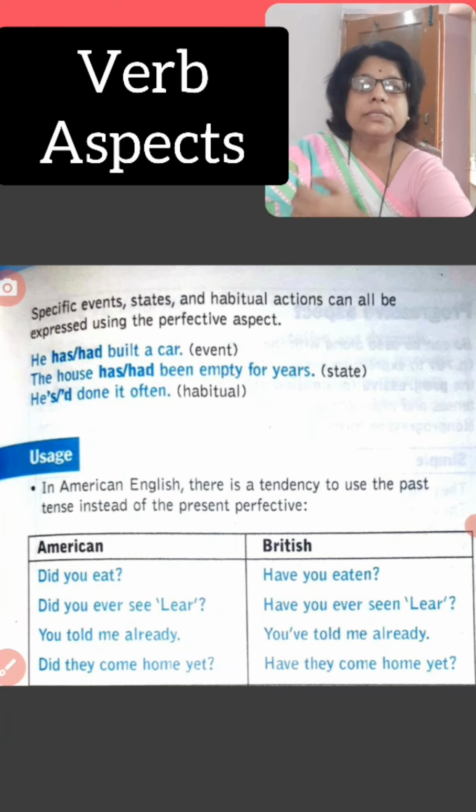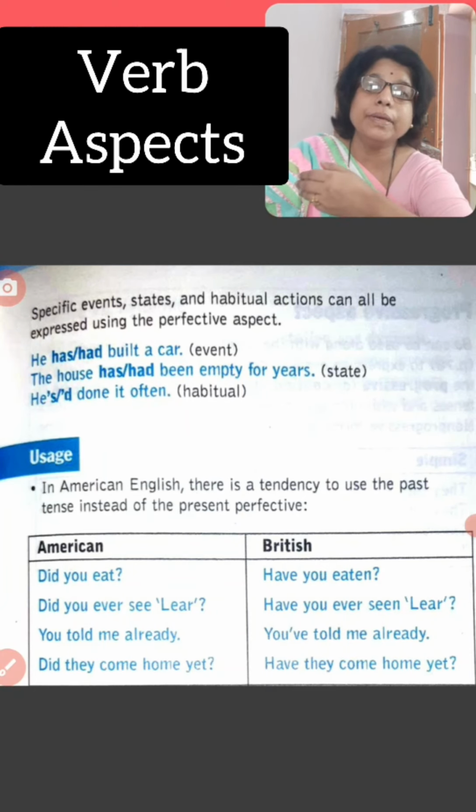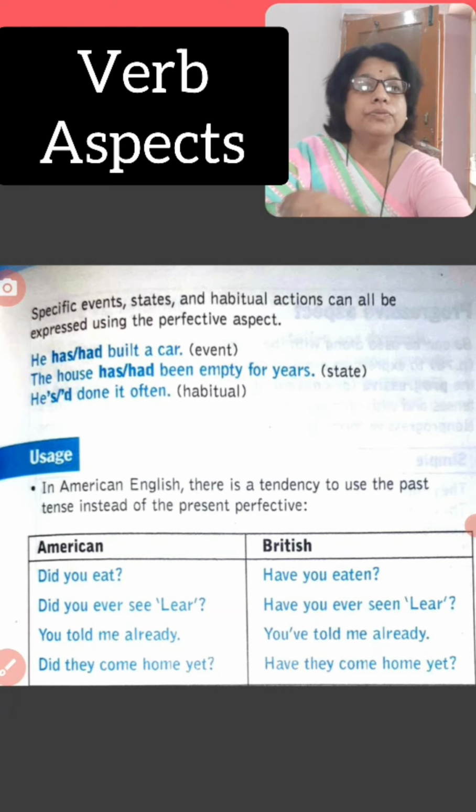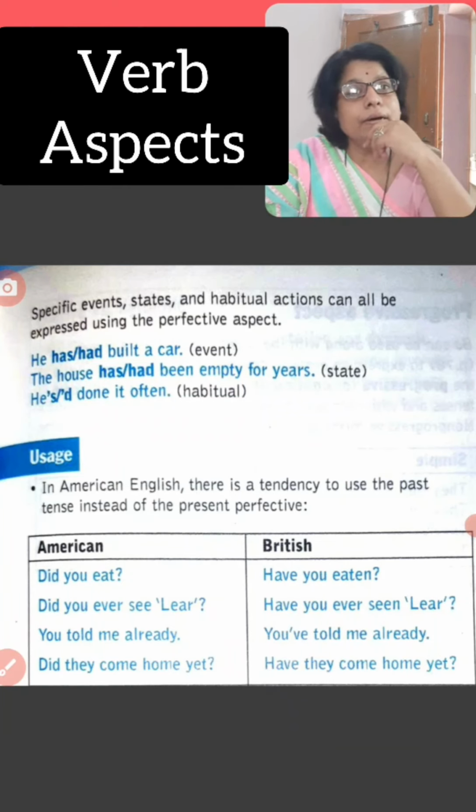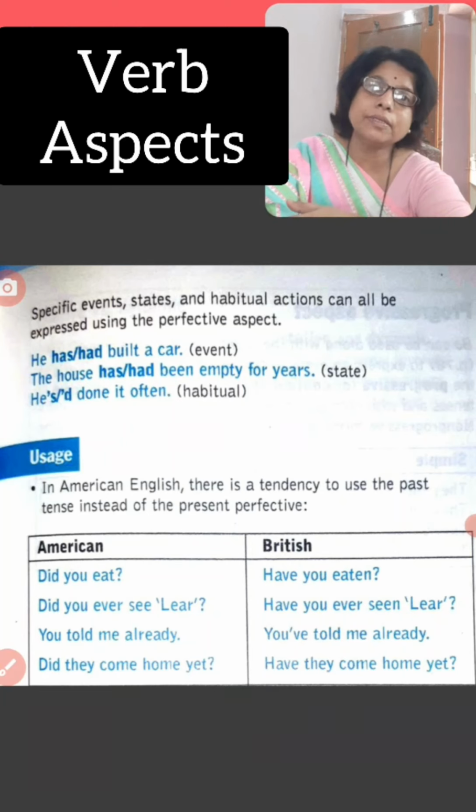Specific events, states, and habitual actions can all be expressed using the perfective aspect. So when can it be used? It can be used for events, states, habitual actions. For example, he has built a car. This is event. He has built a car, present perfective aspect, or he had built a car, past perfective aspect. The house has been empty for years.